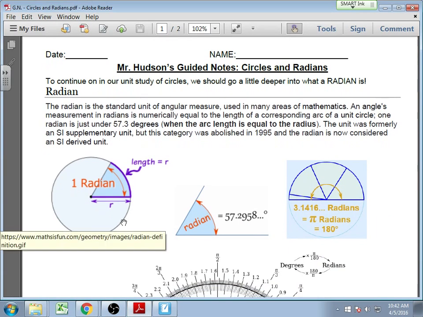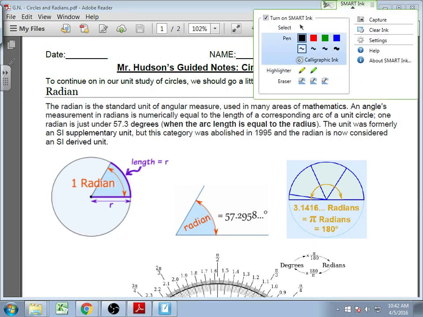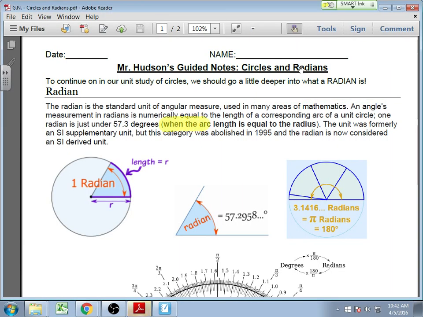So I would underline or highlight: arc length is equal to the radius. It's approximately 57.3 degrees to travel one radian. And you see it's given a little bit more precisely right down here.